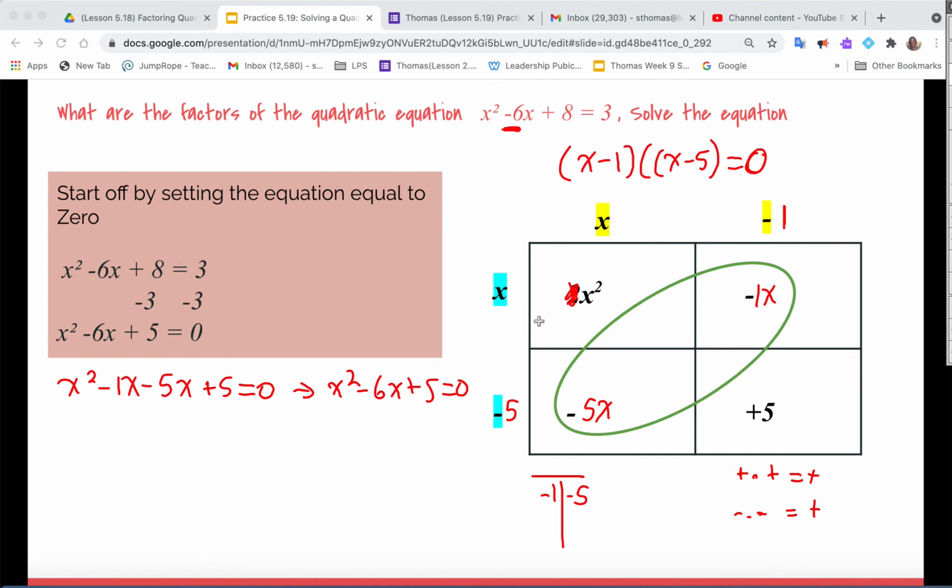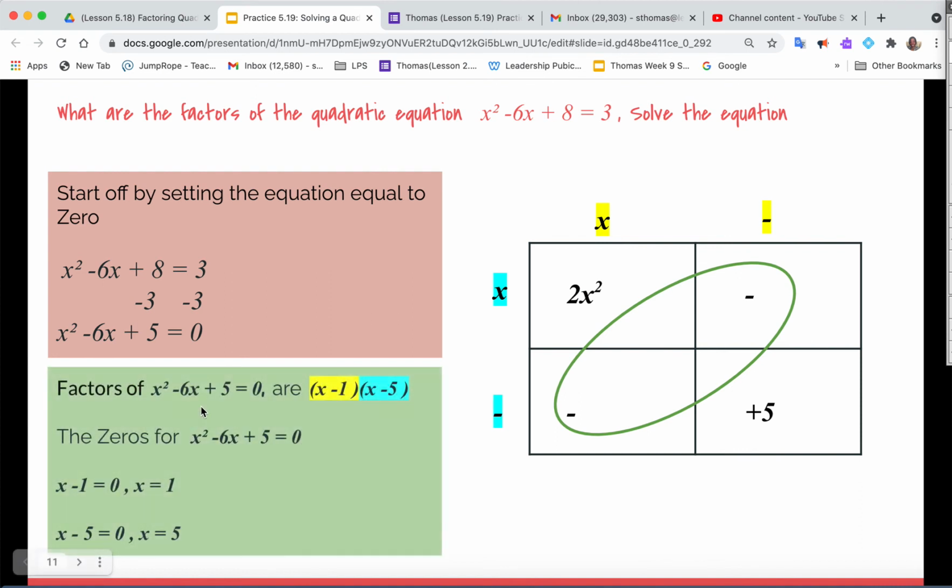In order for us to solve, we set that equal to 0. According to the zero product property, either the first factor x minus 1 is equal to 0, or the second factor x minus 5 is equal to 0. The zeros of the equation can be found by setting each of the factors equal to 0. If x minus 1 is equal to 0, we solve by adding 1 to both sides, which means x is equal to 1. If x minus 5 is equal to 0, we add 5 to both sides, which means x is equal to 5.